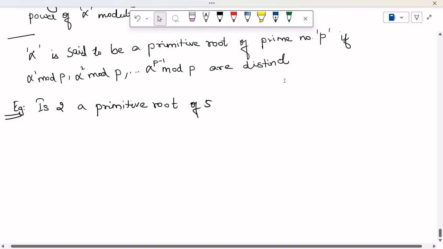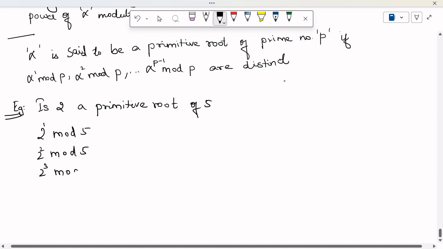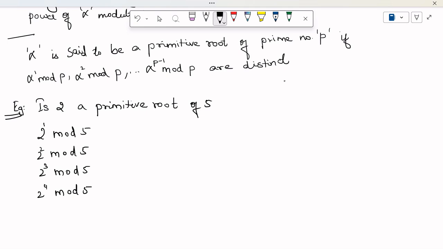Is 2 a primitive root of 5? So we have to check the values of 2 to the power of 1 mod 5, 2 square mod 5, 2 cube mod 5, 2 to the power of 4 mod 5. We have to stop at p minus 1. So we have to proceed till p minus 1.